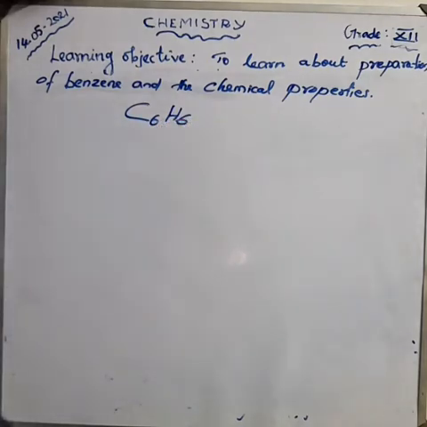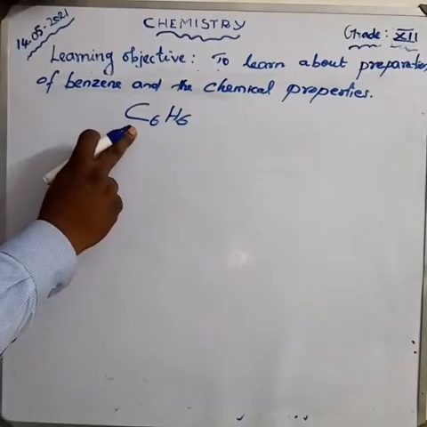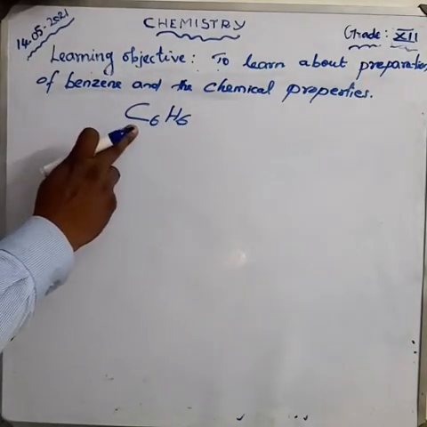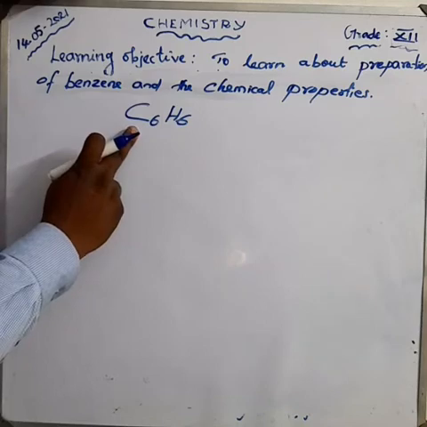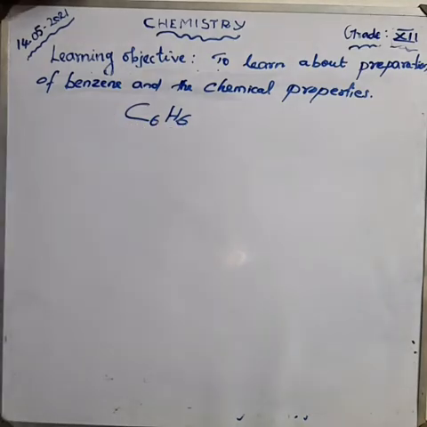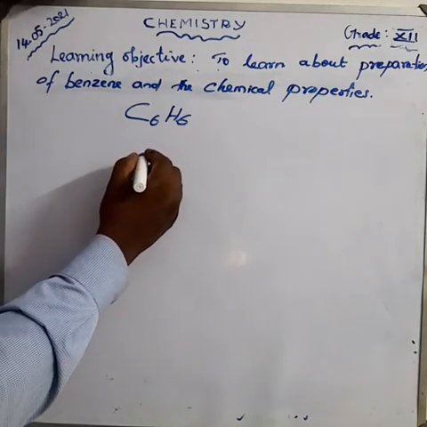C6H6. We have to write the expanded form of benzene. We have carbon and hydrogen. How much carbon is present there? 6 carbon. The number of carbon is 6 and the number of hydrogen is also 6. So we can draw the structure of benzene.